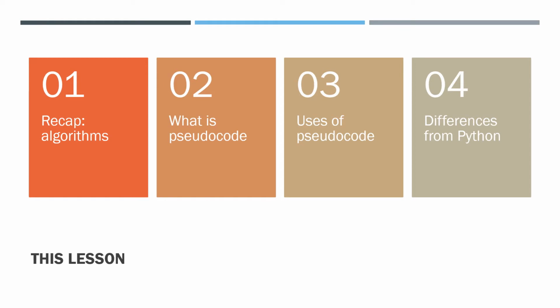So in this lesson, we'll recap what an algorithm is, and we'll look at how pseudocode is used to represent algorithms, some of the reasons why we might turn our algorithms into pseudocode, and we'll review some differences between the pseudocode used by the exam board and Python.